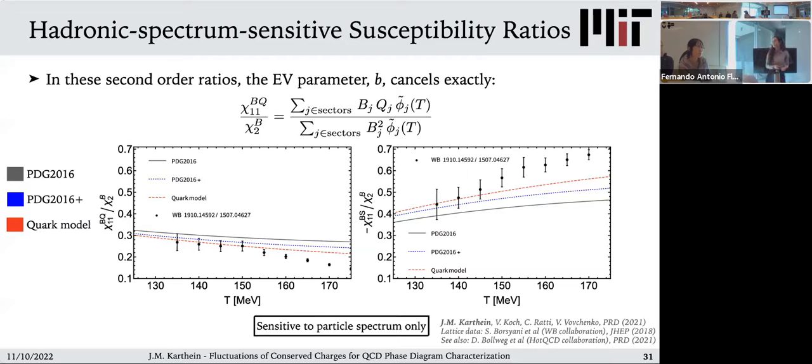I have a small question. On the right, I understand the purpose of taking the ratio is to cancel out the volume. But in this case, you have the baryon and the strange susceptibilities over just the baryon, right? I don't think that the volumes are necessarily going to be the same all the time. So is there any way that you can actually get some type of volume dependence out without making the assumption that the volumes are the same?